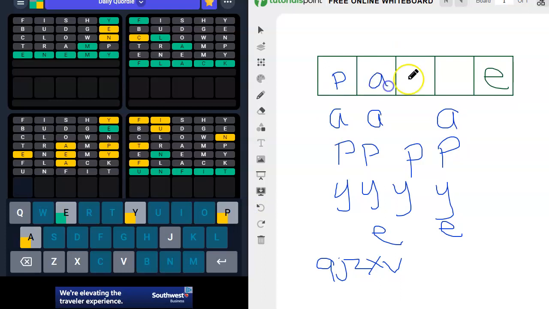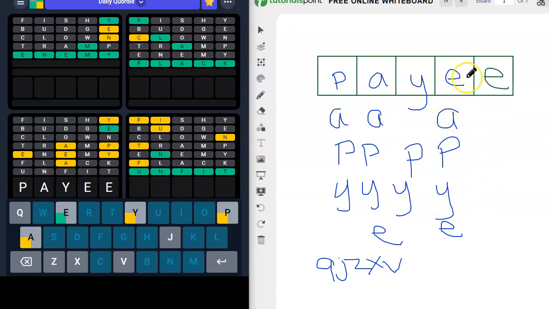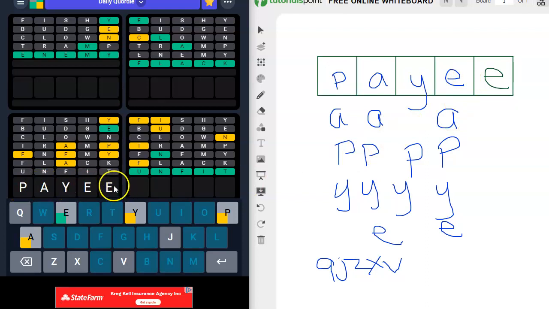Pay E. Payee. Oh, it could be payee. So that idea of maybe there probably isn't another E in there, I think I'm wrong on that. So P could go here. A could go here. Y could go here. E could go here. And we know the E is there.